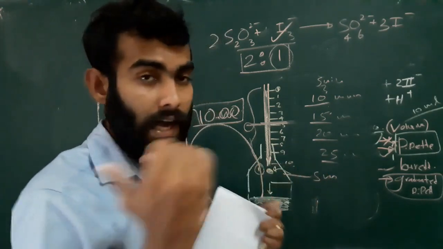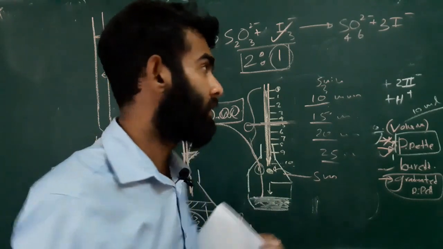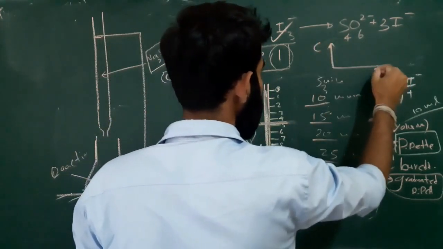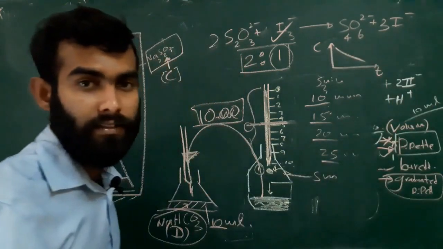With time the iodine concentration will decrease. So we will plot a graph of concentration against time. You will get this type of graph.